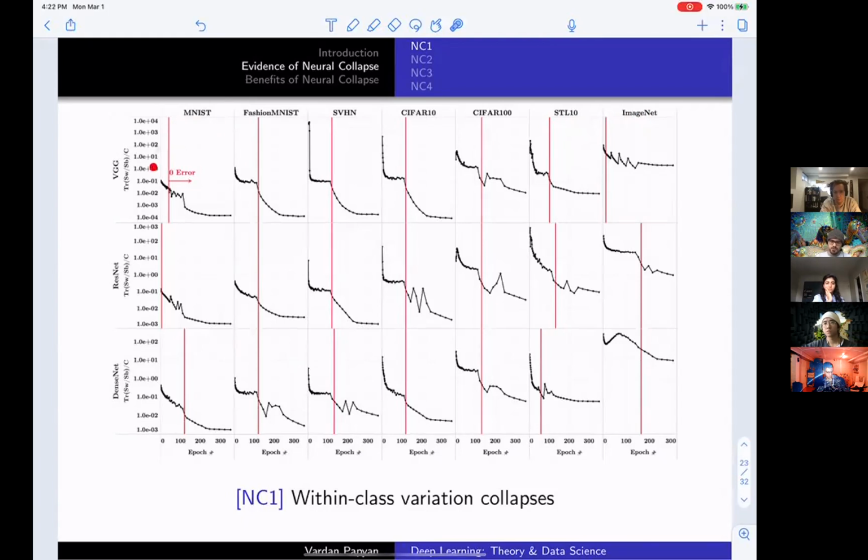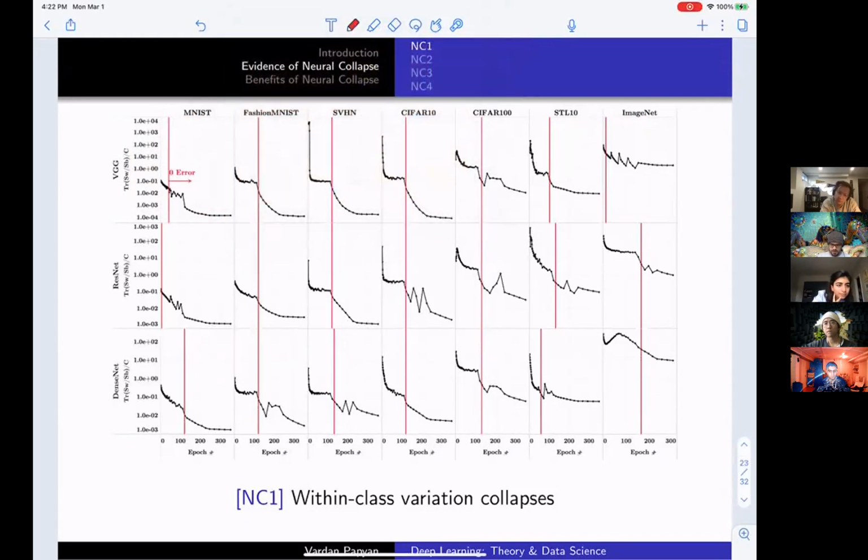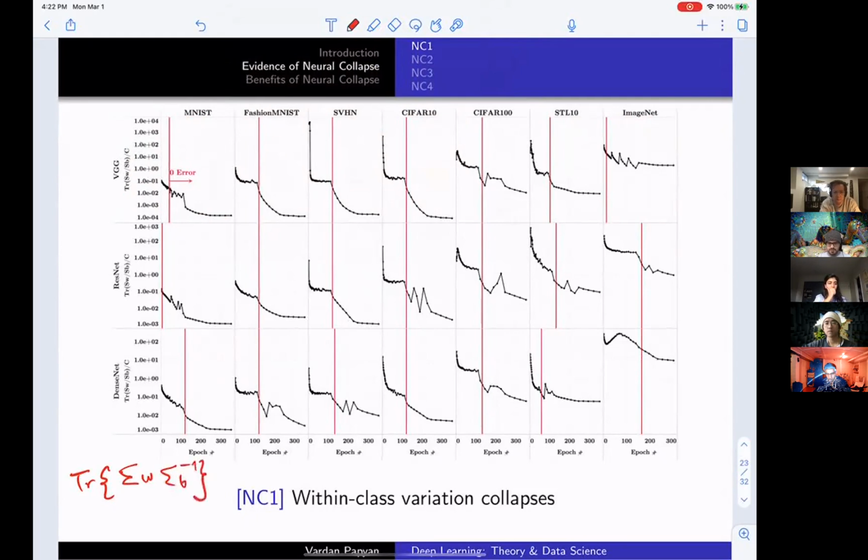Now, within each one of these plots, we measure the quantity written here. What is this quantity, you might ask yourself? The quantity is the trace of the within class covariance multiplied by the between class covariance, let's say inverse or pseudo inverse, depending how accurate you want to be. And there's a scalar of 1/C that you can see here. What does this quantity measure? Does anyone know?